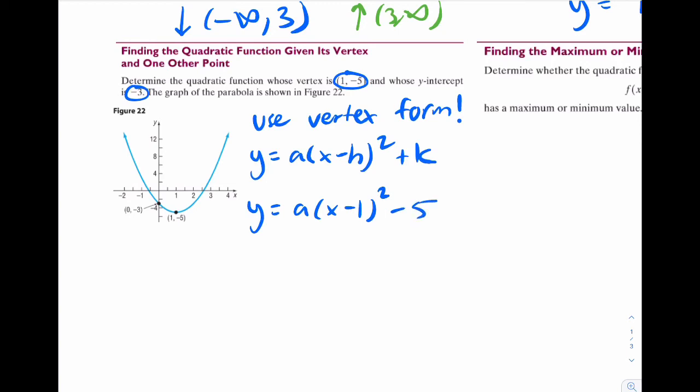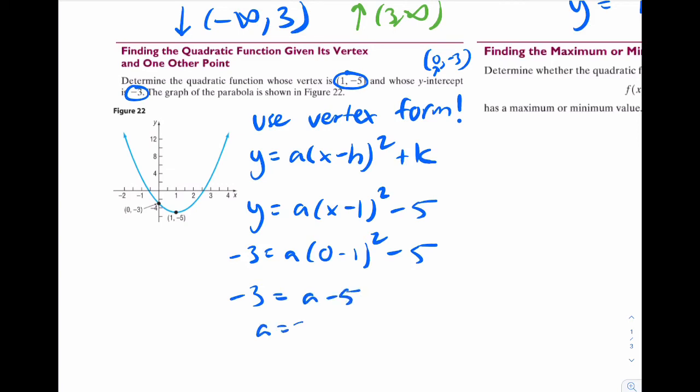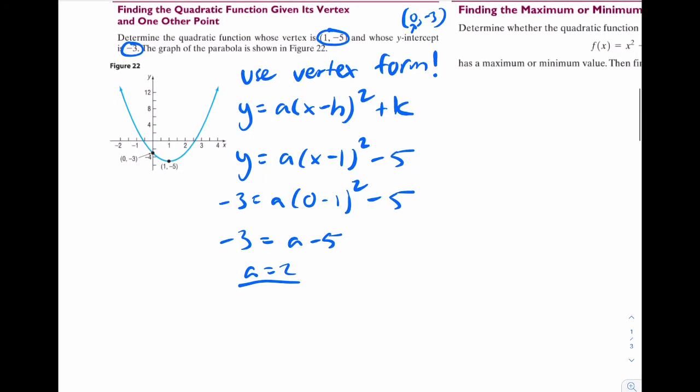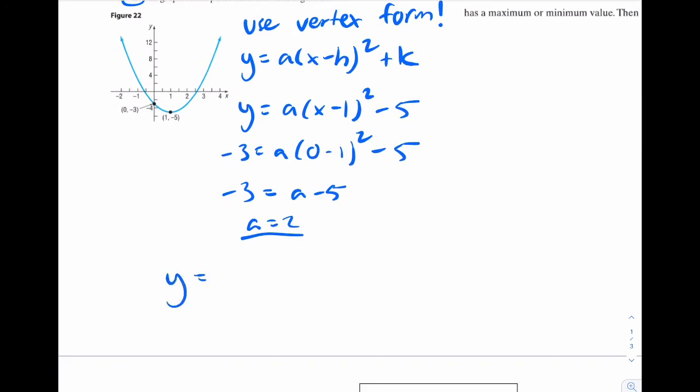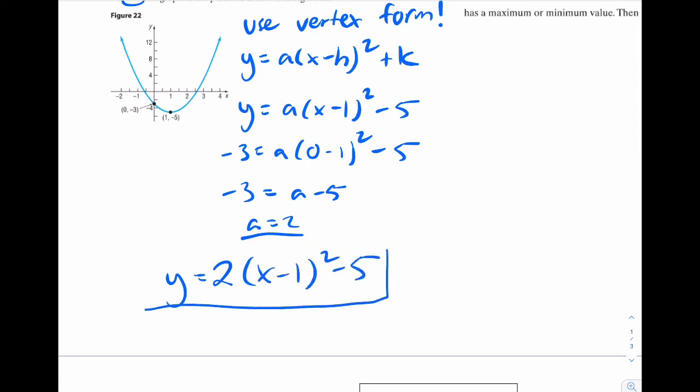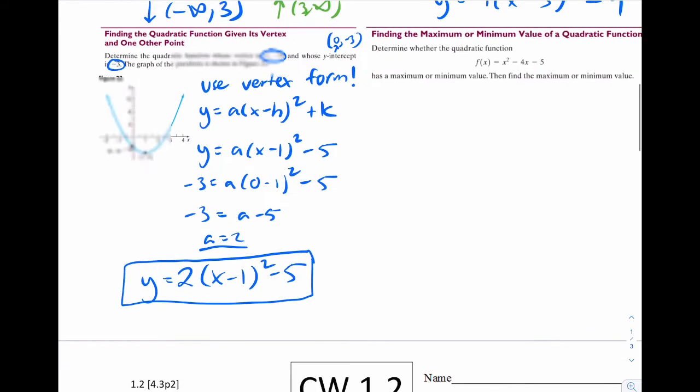And again, the only issue is we don't have this a, but look at this. The y-intercept is -3. That would mean the coordinate is 0, -3. So let's plug it in. -3 is equal to a times (0 minus 1) squared minus 5. And now we just solve that. That would be a minus 5. So a must have been 2. Now plug it back in. So here's our formula. Notice how fast that was. So now that we have vertex form, these questions are much easier.